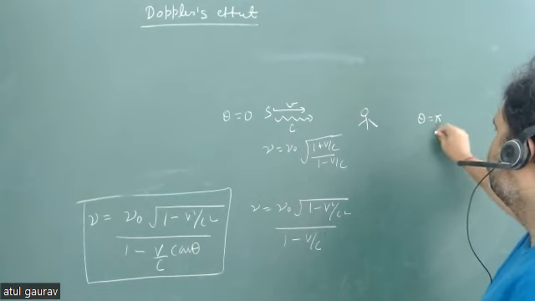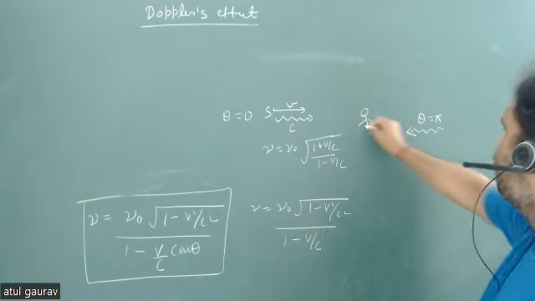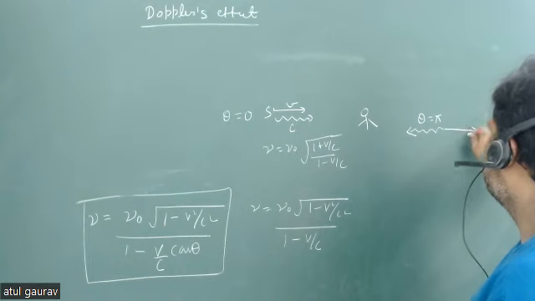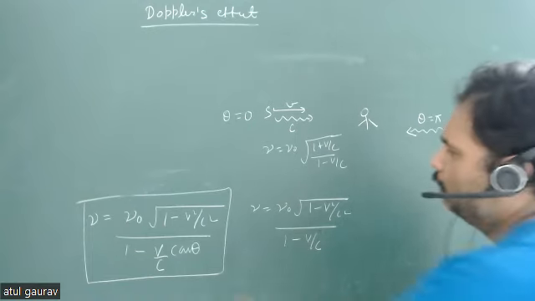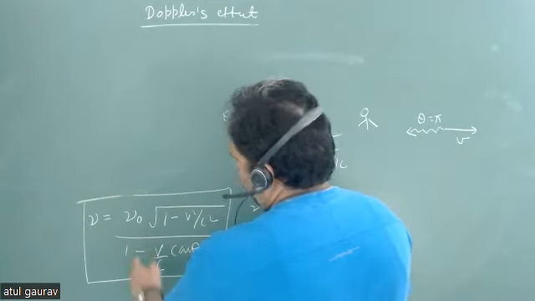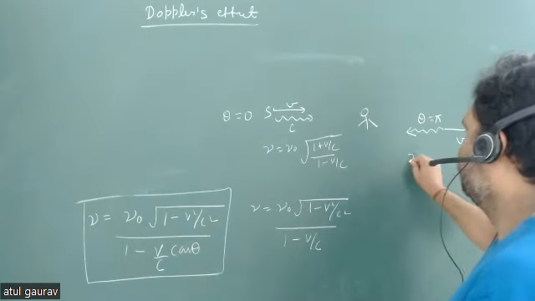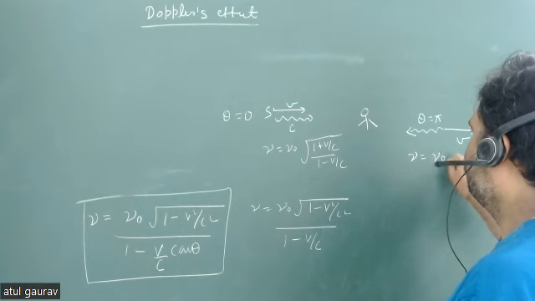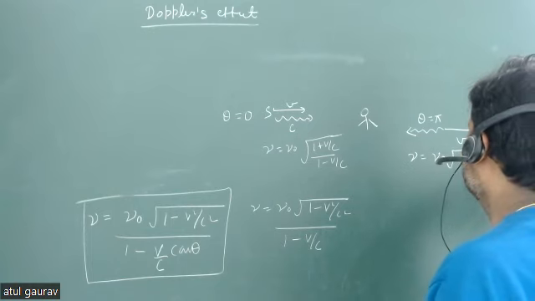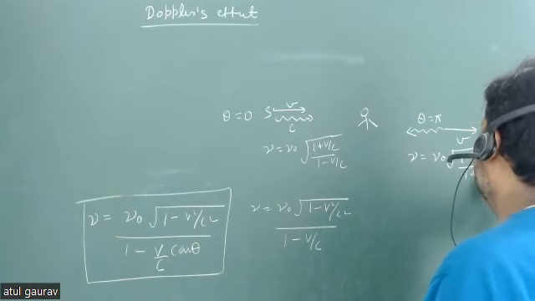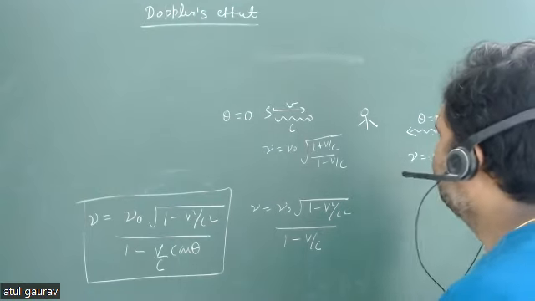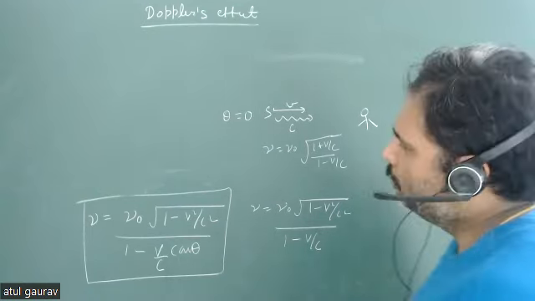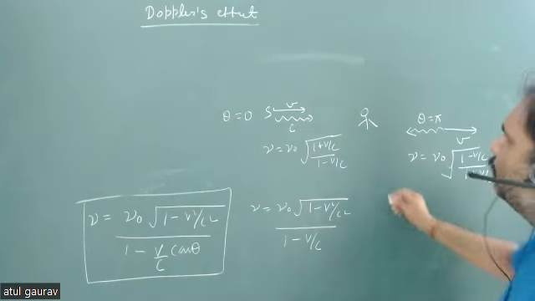Just the inverse of the previous case. Light will be seen moving toward it, and this is your V, this is your source. So what will you get? Theta is equal to pi, minus minus plus sign, so you will get nu is equal to nu naught, (1 minus v upon c) over (1 plus v upon c). Okay, now what will happen to theta is equal to pi by 2?